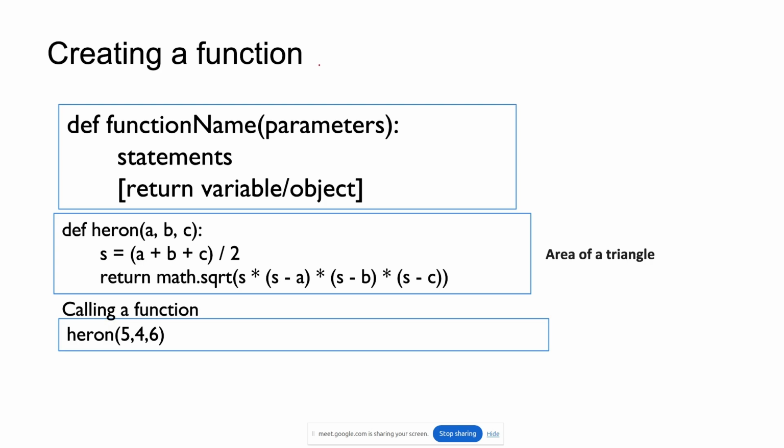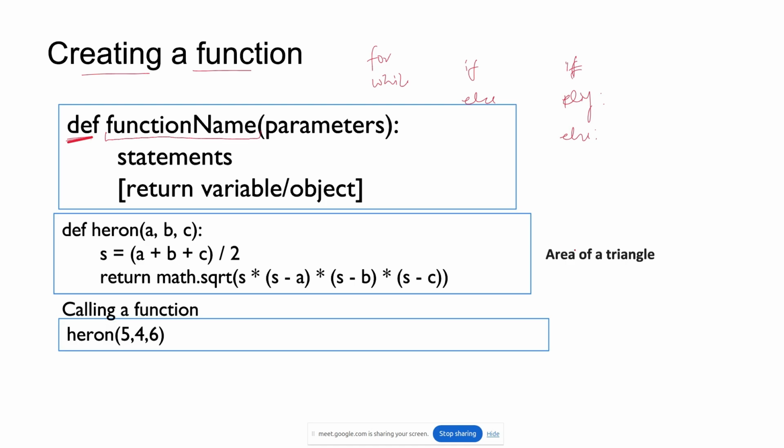Let's take one example. A function starts with the keyword def, just like a for loop starts with for, while starts with while, and if, elif, else are keywords. Similarly, a function starts with def, and then you can write a function name.